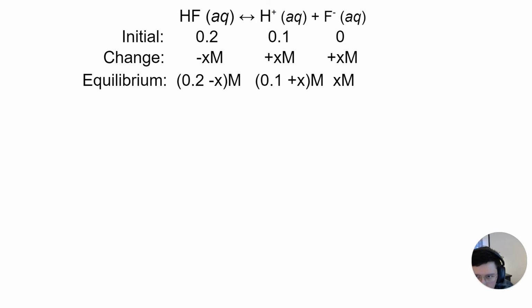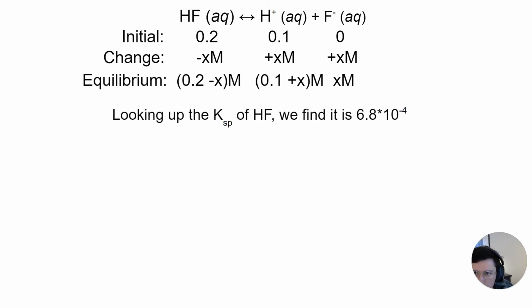All right, so rewriting that, we can look up the Ksp of hydrofluoric acid, and we find that it's 6.8 times 10 to the negative fourth. So, especially compared to like calcite, gypsum, whatever, it's still pretty strong. But compared to hydrochloric acid, it's still very weak.